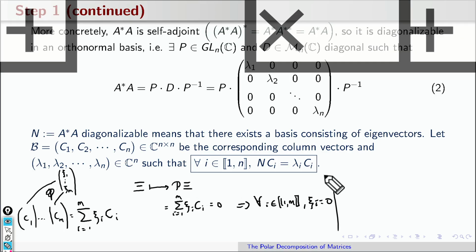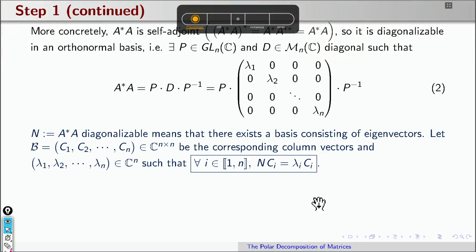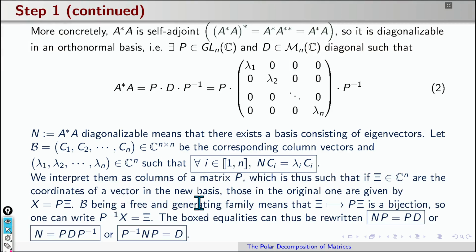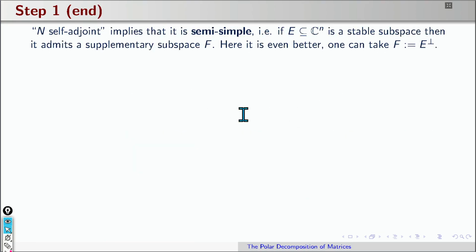For surjectivity of this map, you use that this basis is generating. So for all vectors in the target space, there exists a vector capital Xi in the domain such that v equals P Xi. So this means that there exist coefficients xi such that the linear combination equals v, and this is surjectivity of P. So P being a change of basis is necessarily invertible, so we invert and get this relation.